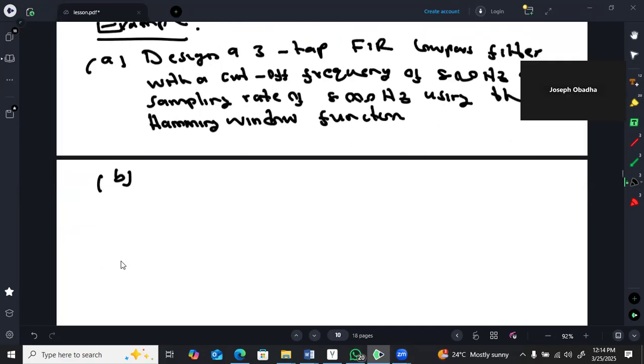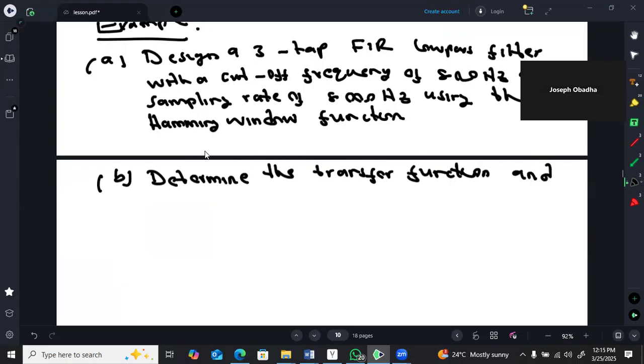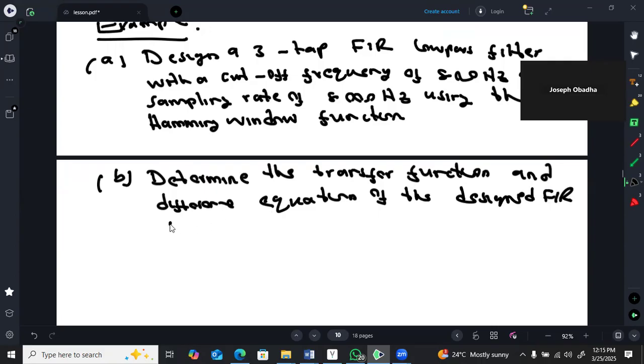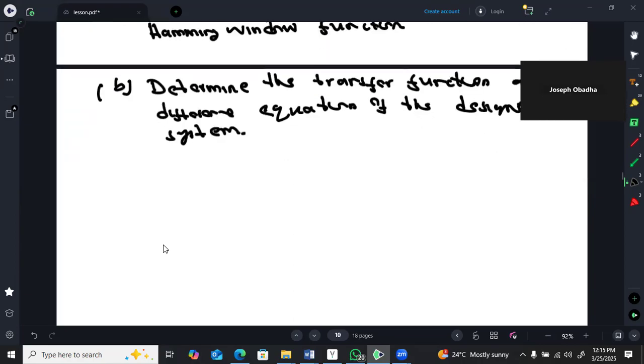Then part B: determine the transfer function and the difference equation of the designed FIR system. So let's see how we can go through this problem.